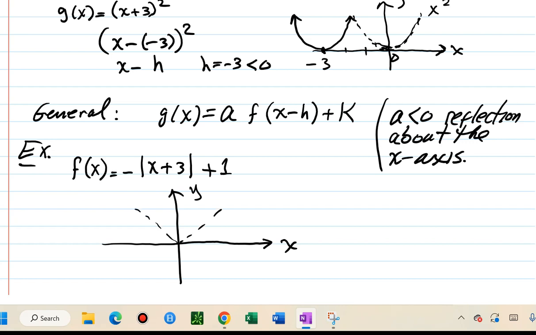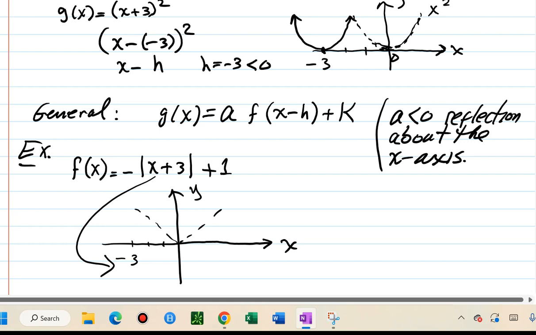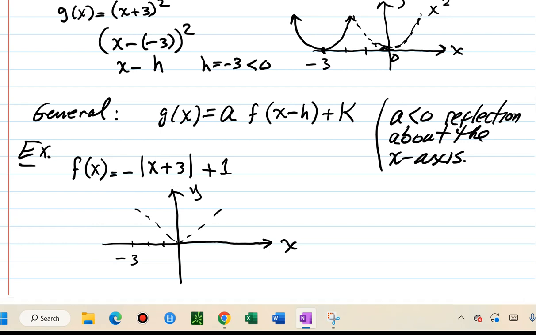Absolute value of x plus 3. So I'm going to go to the left 3 units. Notice, by the way, positive 3, you go left 3. So it seems contradictory, right? Or opposite, not contradictory, but it seems like opposite to what's inside the absolute value.